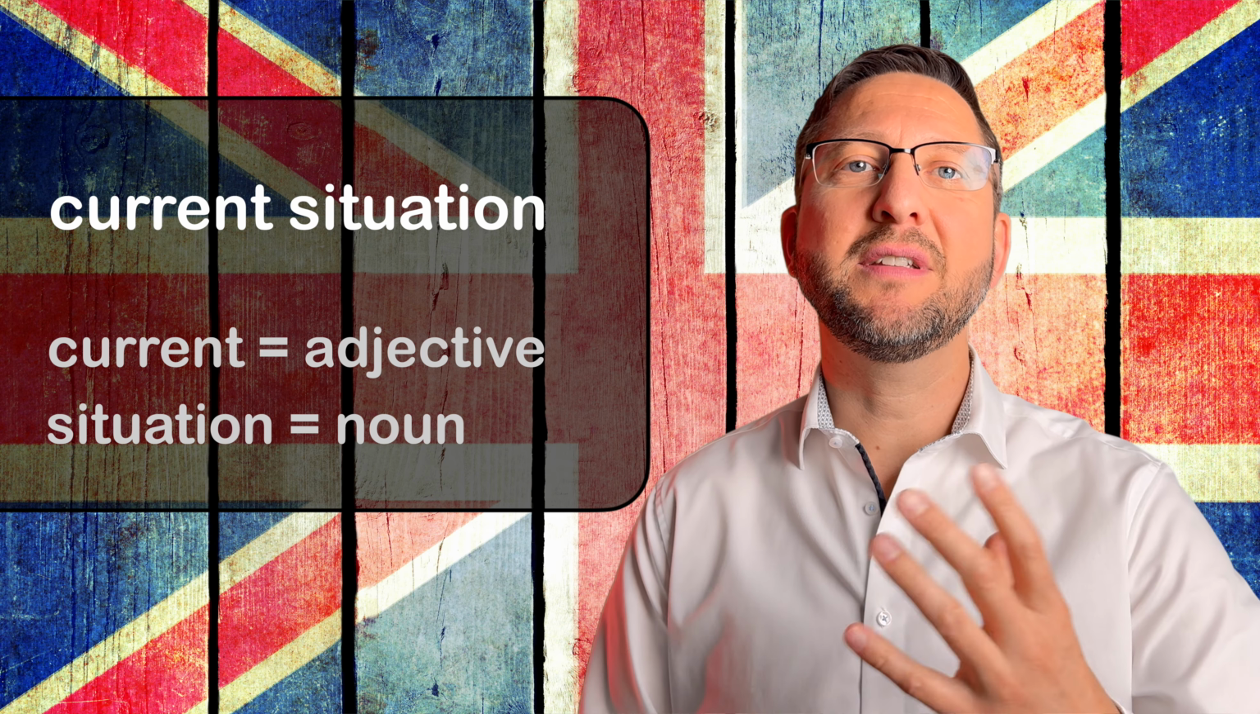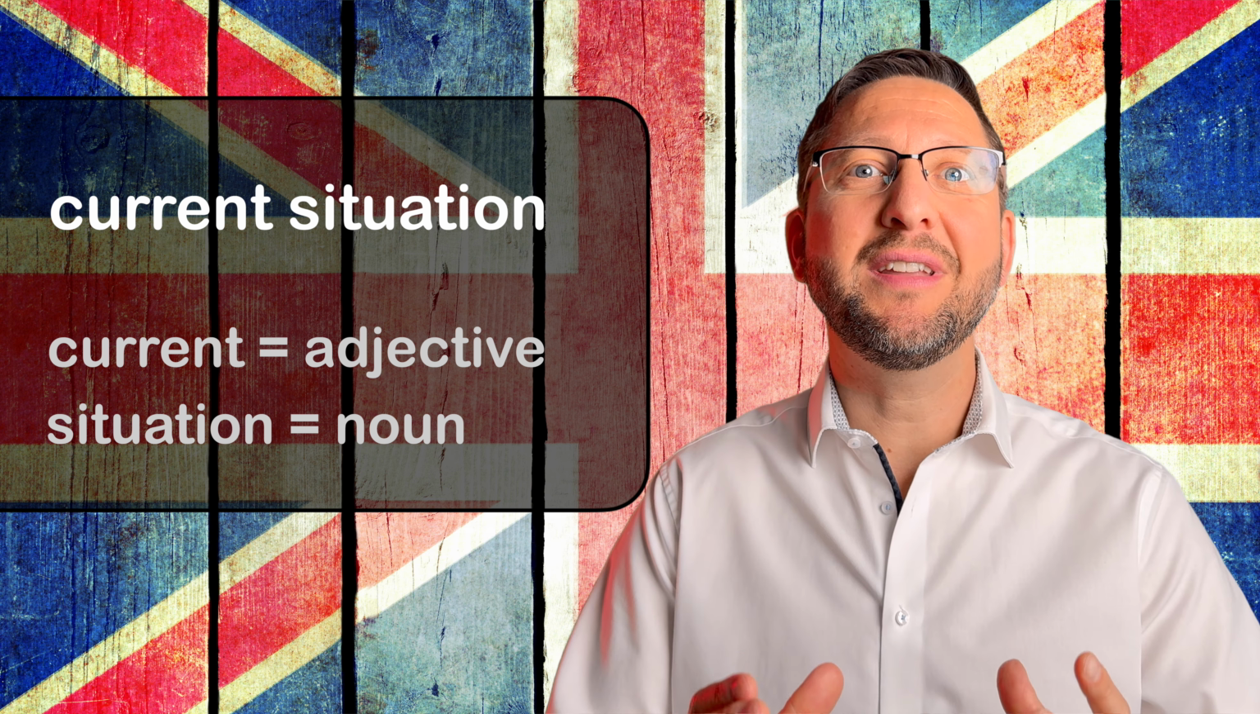Okay, let's do a quick summary. We use current, in German aktuell, when we want to talk about something happening now. We want to focus on the present time, and we use it as an adjective to give us more information about the noun that follows. For example, current situation. It's not any situation, it's the current situation. We use actual, in German tatsächlich, when we want to talk about something that is true or real. And because it's an adjective, it modifies or gives more information about the noun that follows.